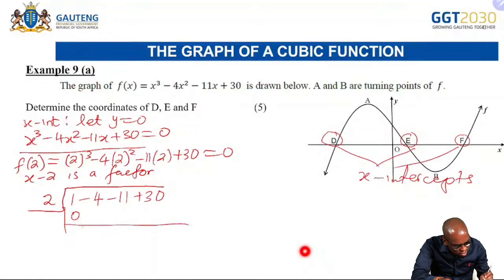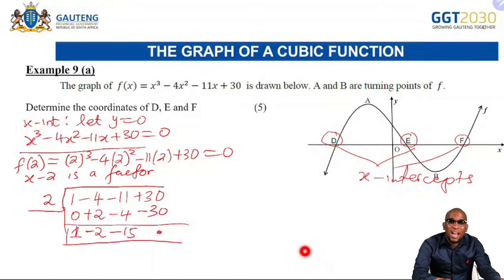Your synthetic division here would always start with a 0. So 1 plus 0, when we add 1 and 0, we get 1. 1 multiplied by 2, we get positive 2. Minus 4 plus 2, we get negative 2. Negative 2 times 2, we get negative 4. Minus 11 minus 4, we get negative 15. Negative 15 times 2, we get negative 30. And these two give us 0. We know the last term there should always give us 0 if the point is a factor.